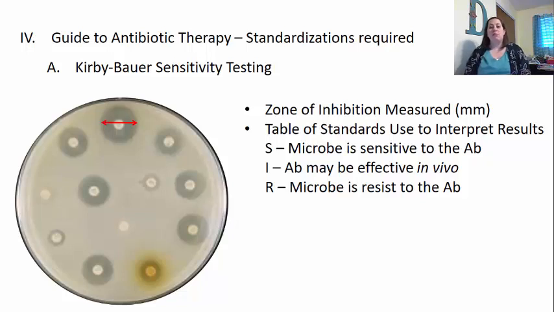So there are some tables that are standards that are used to interpret results, and depending on how many millimeters are present for that particular antibiotic with that particular pathogen determines if this is what we would consider an S, where the microbe is sensitive to the antibiotic, an I, where the antibiotic may be effective in vivo, and an R, where the microbe is resistant to the antibiotic. So it helps us give them certain kinds of terms or labels.